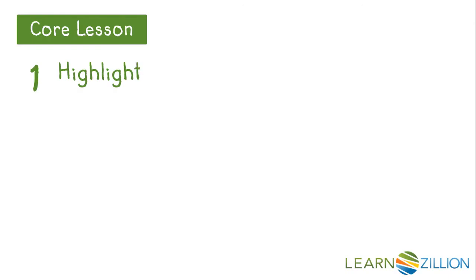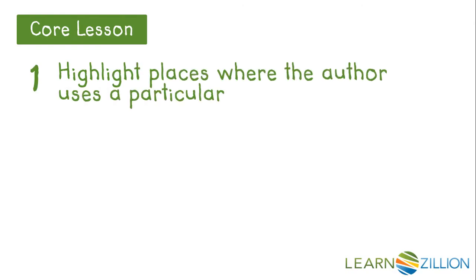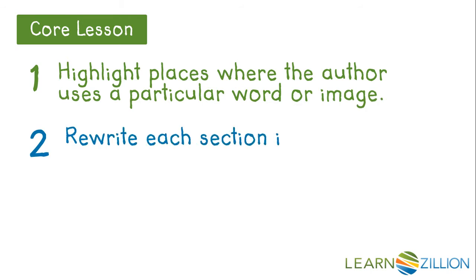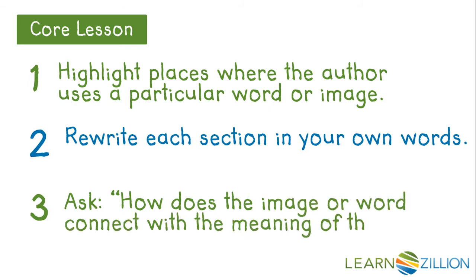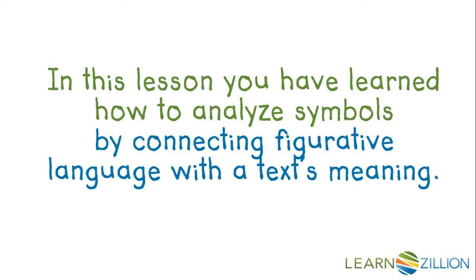In this lesson, you have learned to highlight places where the author uses a particular word or image, and then rewrite each section in your own words. And finally, to ask, how does the image or word connect with the meaning of the text? In this lesson, you have learned how to analyze symbols by connecting figurative language with a text meaning.